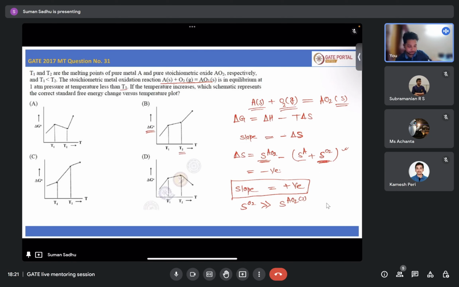As I have already given a hint, the slope is positive. That means the delta G versus T graph will be in an increasing trend, right? At every section it should increase with temperature. Now as you can see in option A, initially it is increasing, but then it is decreasing. So the slope is positive here, but negative here, and again positive here. So this option will not be correct, as the slope is positive for this reaction.